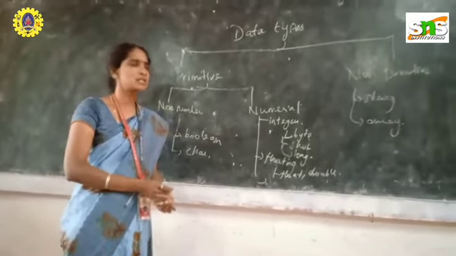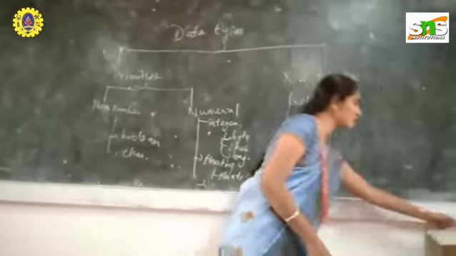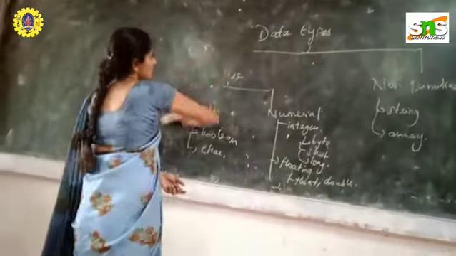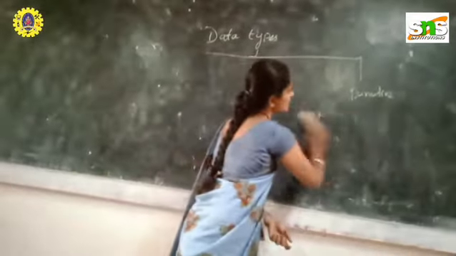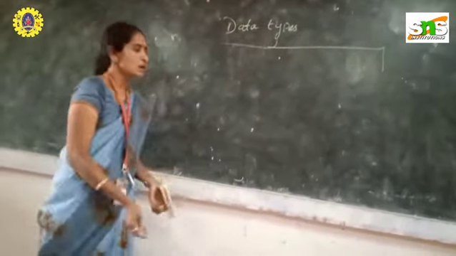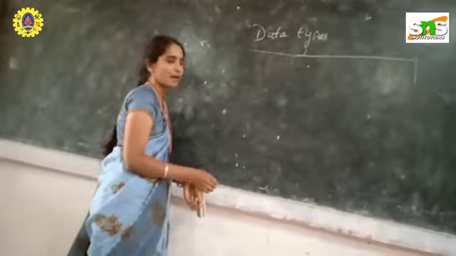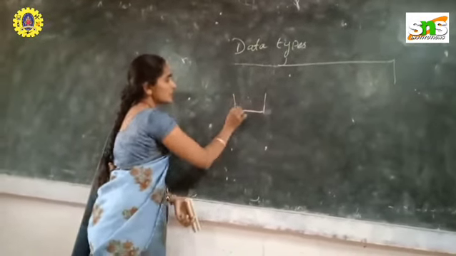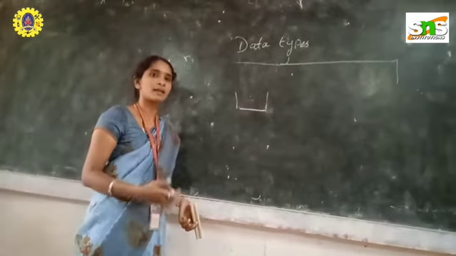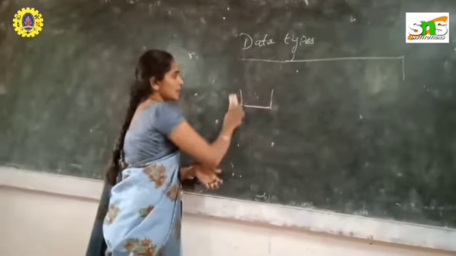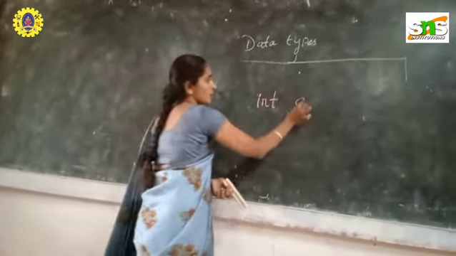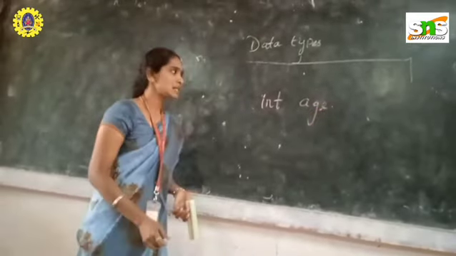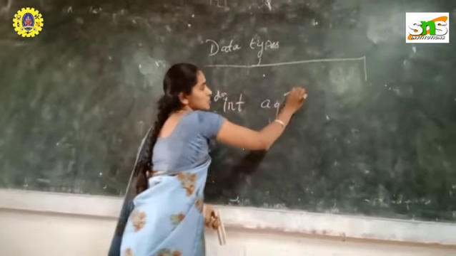The next one is variables. For using a data type we have to define a variable. The variable is declared by the user. First we define the data type, which can be integer, string, character, boolean, or any type. For example, I define my value as int age. This is my variable declaration. Here int is the data type and age is the variable.